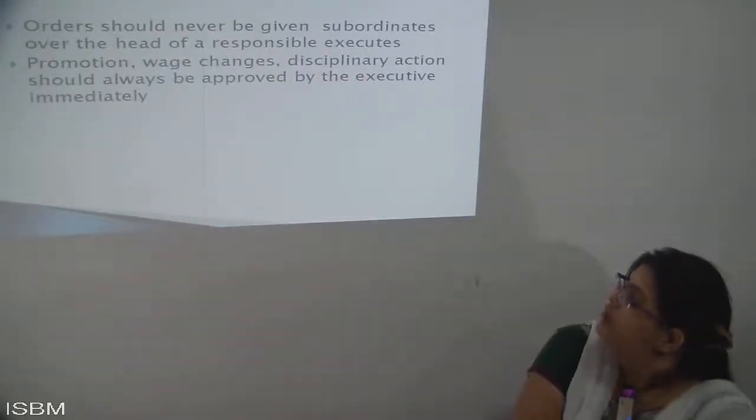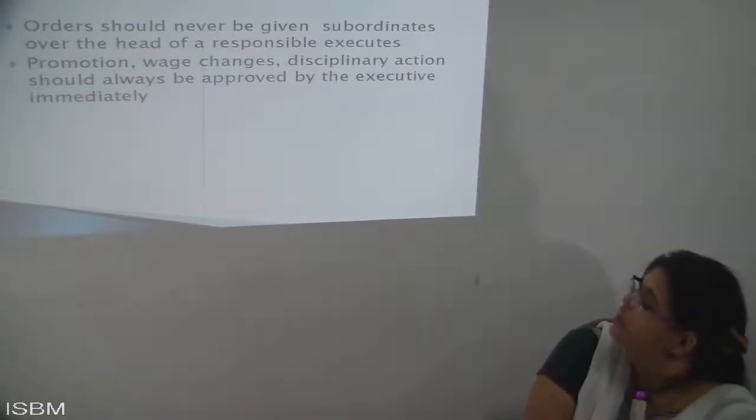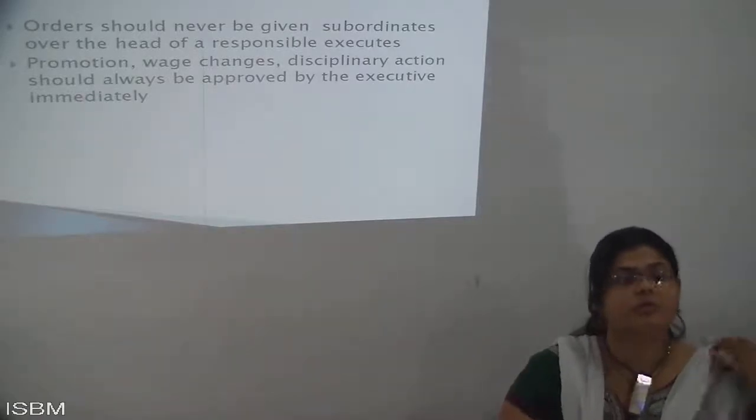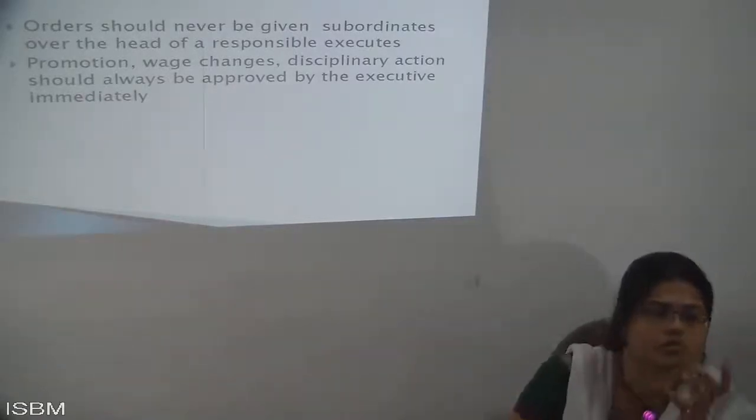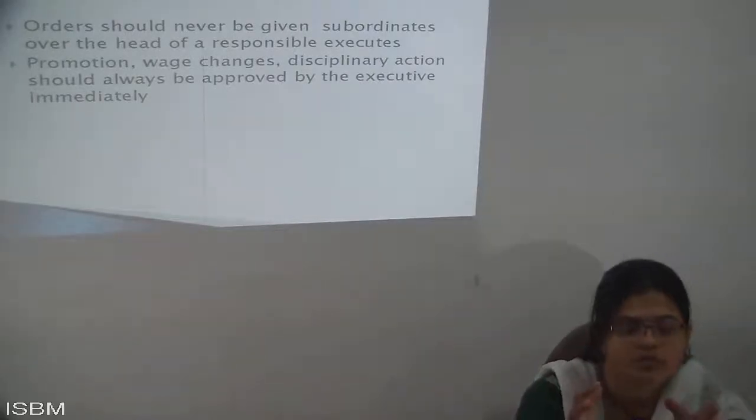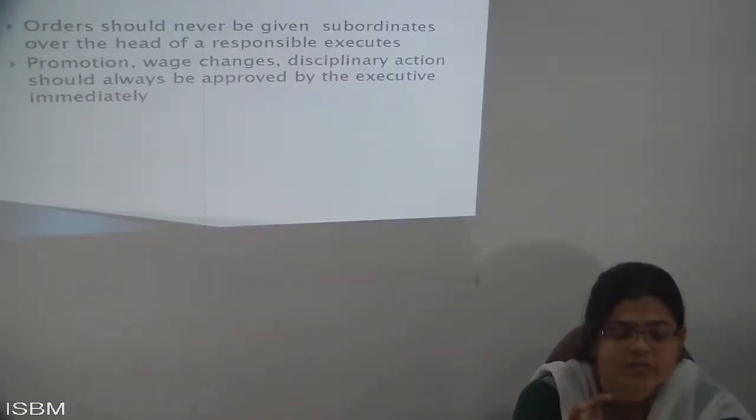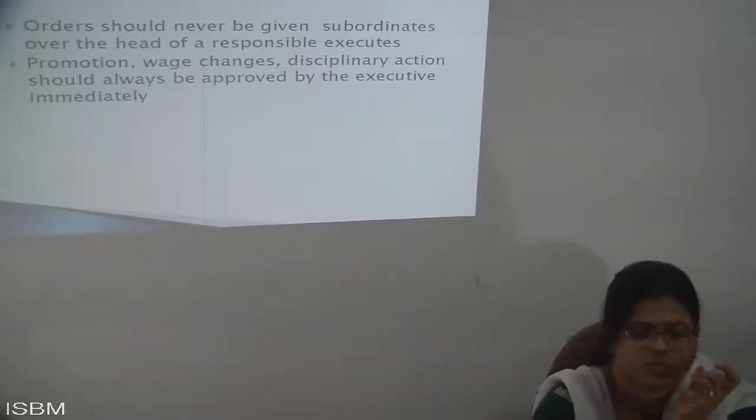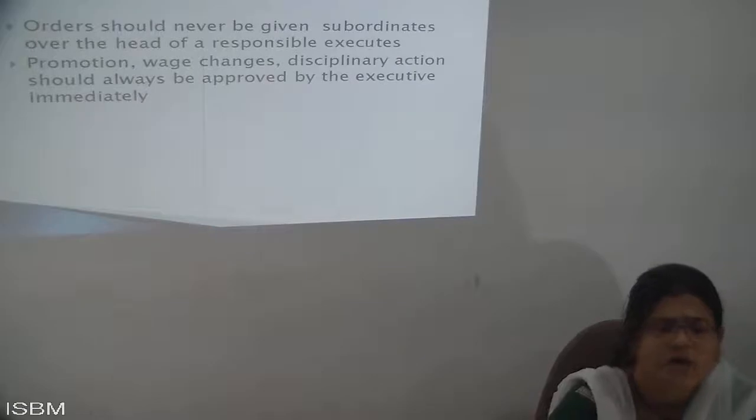Next, orders should never be given to subordinates over the head of the responsible executive. You should not give orders to the people who are subordinate to you, like do this, do that. This mostly happens with people who are superiors or executives. You should not force too much, but work should be allotted to each and every person in the organization, because only if you allot work to everyone in a proper way can the work be completed in the organization.